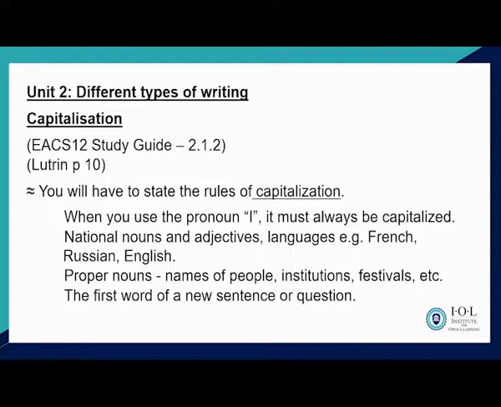Unit 2, different types of writing. Capitalization. EACS Study Guide 2.1.2, Lutheran, page 10. You will have to state the rules of capitalization. When you use the pronoun I, it must always be capitalized. National nouns and adjectives. Languages, for example, French, Russian, English. Proper nouns, names of people, institutions, festivals, etc.